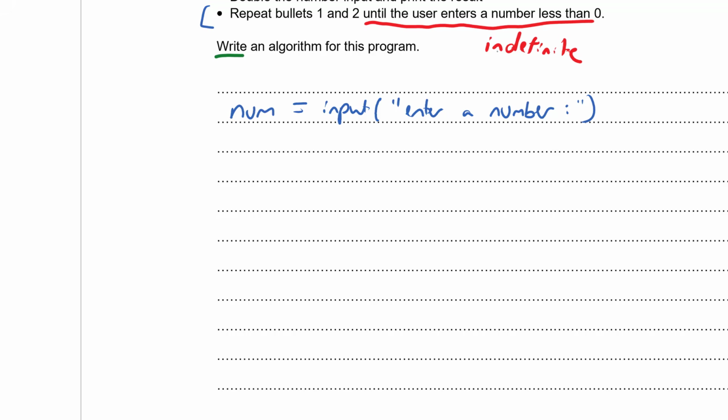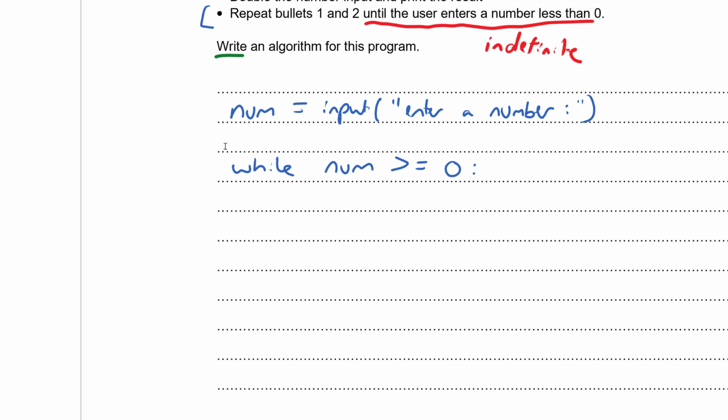Now, I know Python, so I'm going to use a while loop. A do while loop doesn't exist in Python. So if I go here, a while num is, what does it say? We're going until the user enters a number less than 0. So while num is greater than or equal to 0, we're going to keep repeating and keep asking. As soon as it becomes less than 0, we stop.